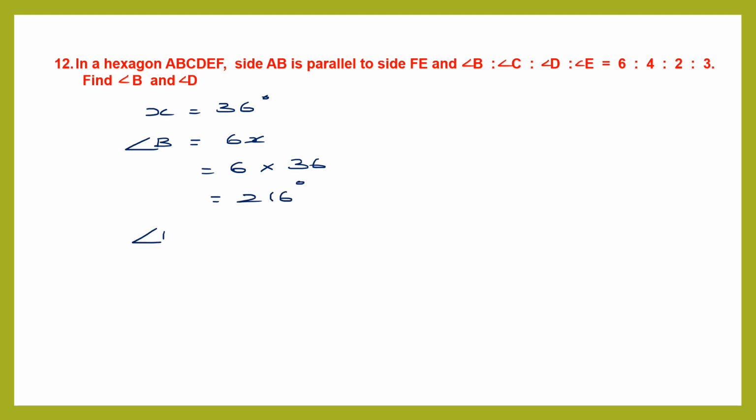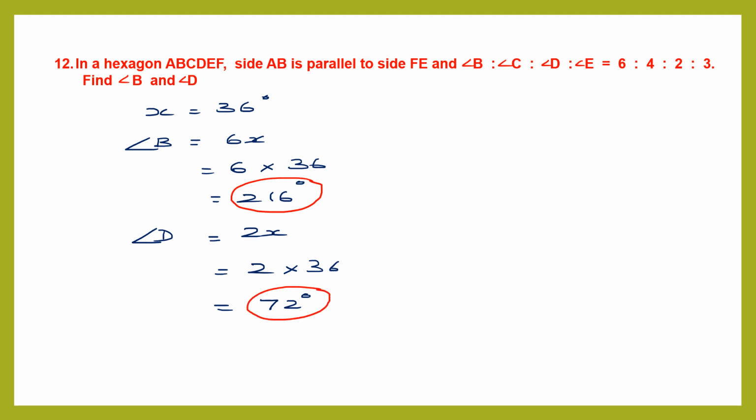Now what about angle D? We have to find that also. Angle D is 2x. That means 2 into x, and x is 36, and that is 72 degrees. So we have found the value of angle B to be 216 and angle D is 72 degrees. So let's write that angle B is 216 degrees and angle D is 72 degrees. So we have found our answer.